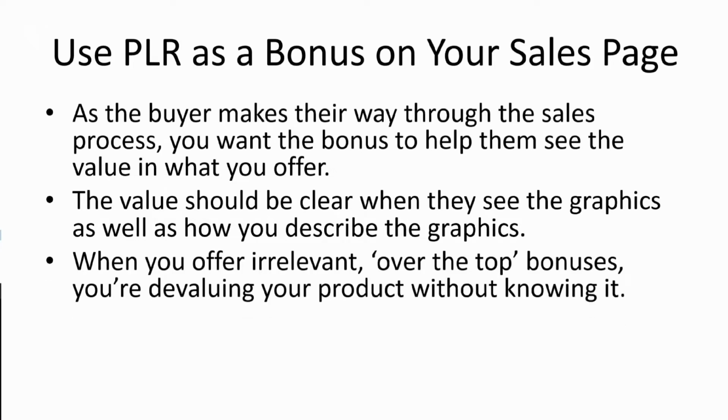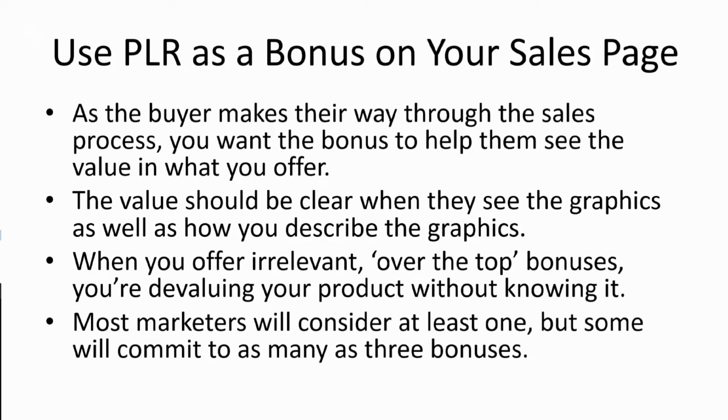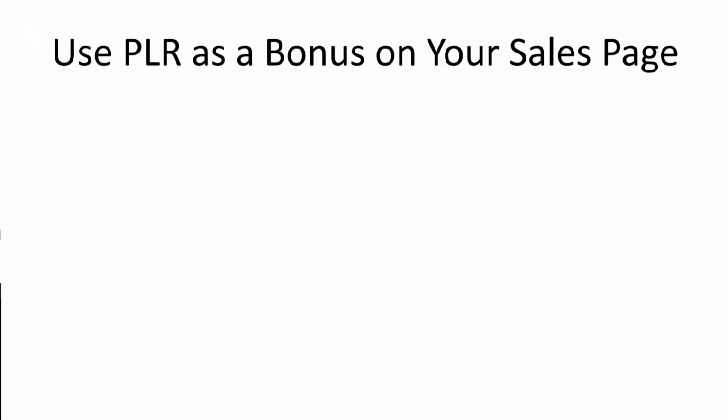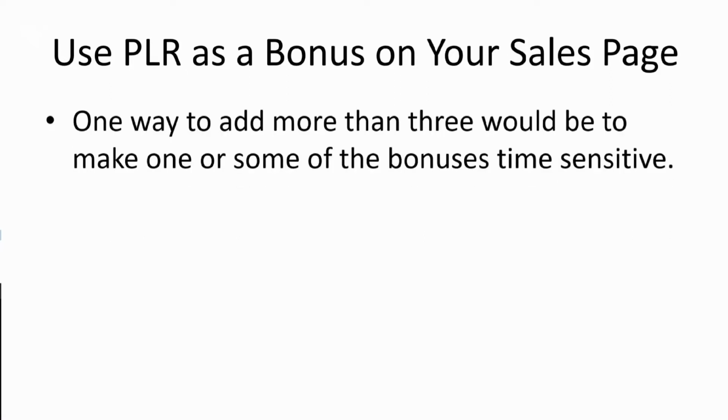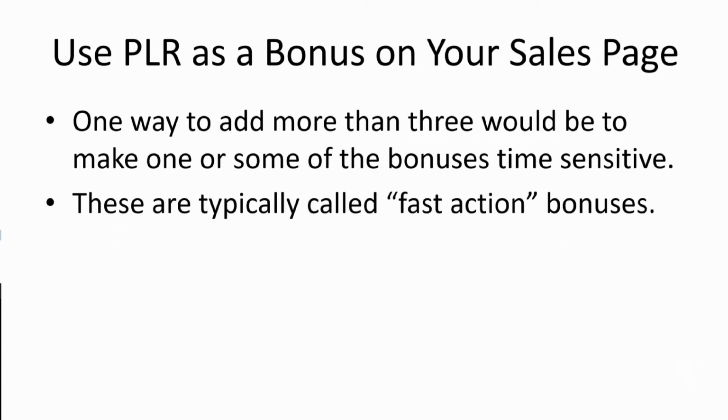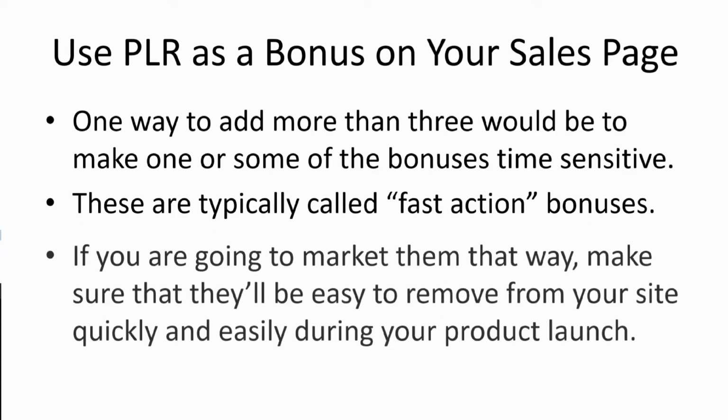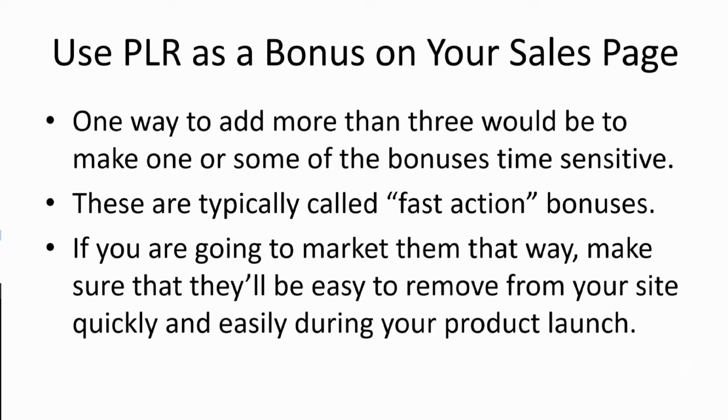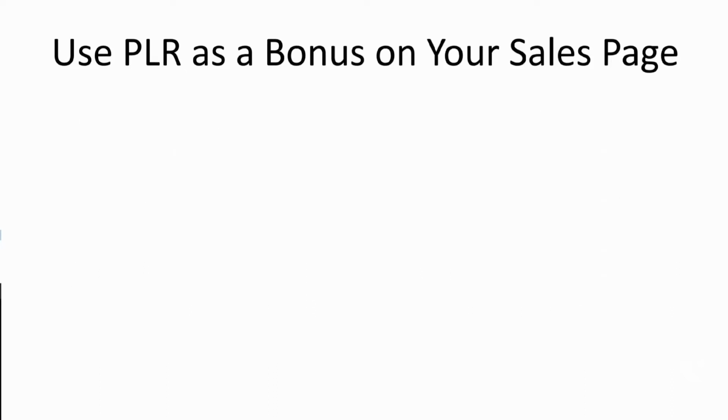Now, when you offer irrelevant and over-the-top bonuses, what you're really doing is devaluing your product, sometimes without even knowing it. Now, most marketers will consider at least 1, but some will commit to at least 3 bonuses. Now, one way to add more than 3 bonuses would be to make one or some of those bonuses time sensitive. These are typically called fast action bonuses. Now, if you're going to market them that way, make sure that they'll be easy to remove from your site quickly and easily during your product launch.